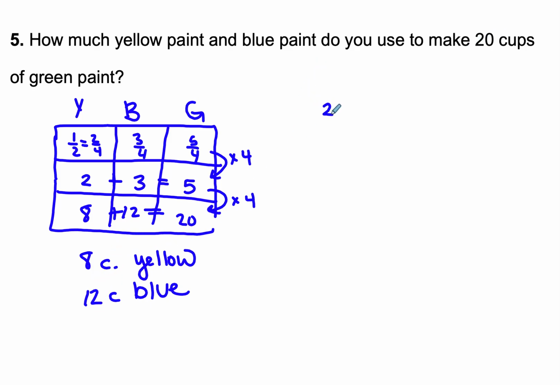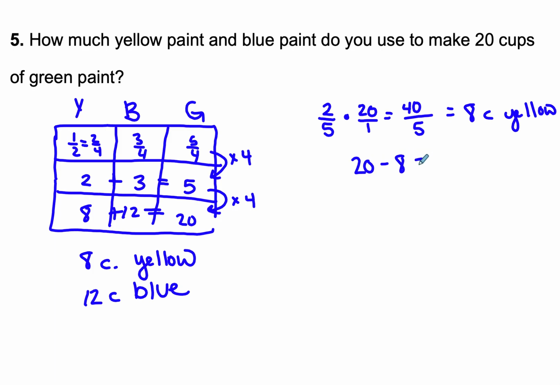If I was going to do a part of the whole, we already found that the yellow was 2/5 the amount of the green. So we would do 2/5 times 20 over 1. I'll multiply straight across this time since I did cross products the last time. 2 times 20 is 40. 5 times 1 is 5. 40 divided by 5 is 8 cups yellow. And then we subtract from 20 to get the amount of blue. 20 minus 8 is 12 cups blue. So you can do it either way.